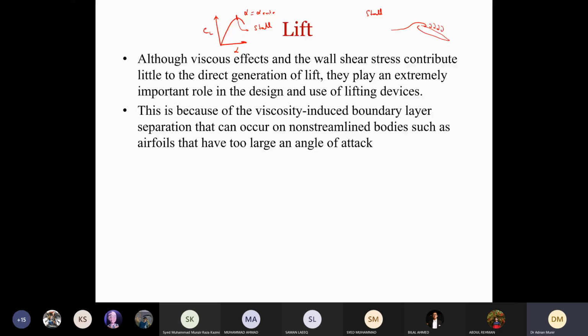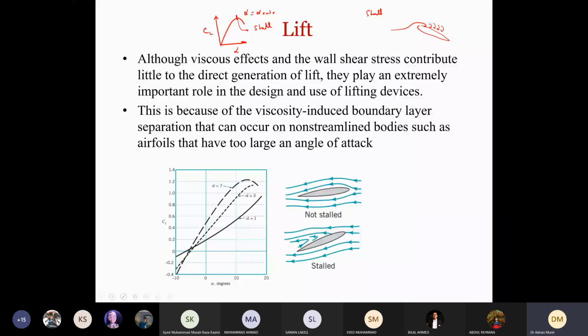So we have, this is the critical point, and then you can see that in this case the aerofoil is not stalled, right? So we have incoming flow in this direction, and then you can see that the streamlines are passing over the aerofoil very smoothly without flow separation.